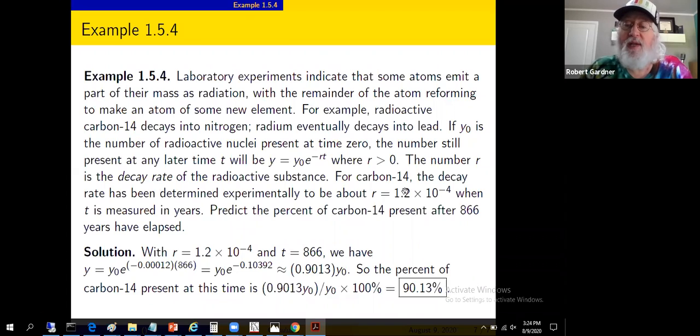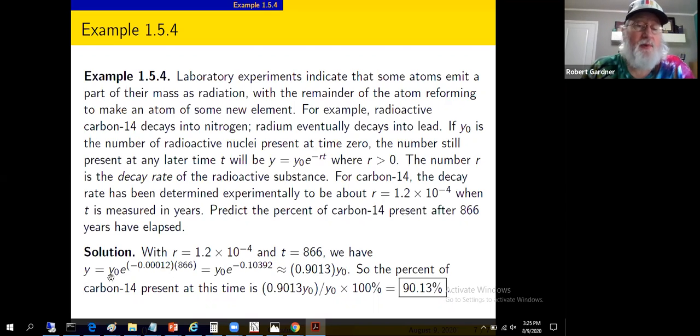So, first off, let's take this r, 1.2 times 10 to the negative 4 value. Of course, we'll write that as 0.00012. So here's the r value. And they told us when t equals 866 years, predict the percent of carbon-14 present of the original amount. So they didn't tell us how much we started with, and they didn't ask us for an amount here. They asked us for a proportion, a percent of how much is left.